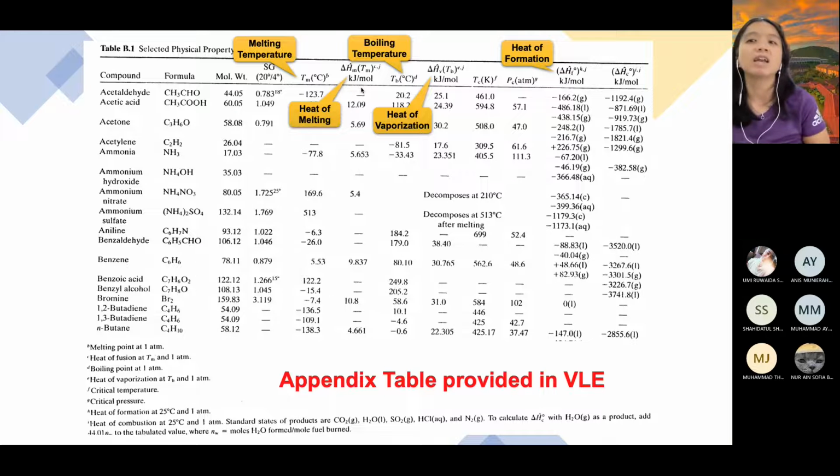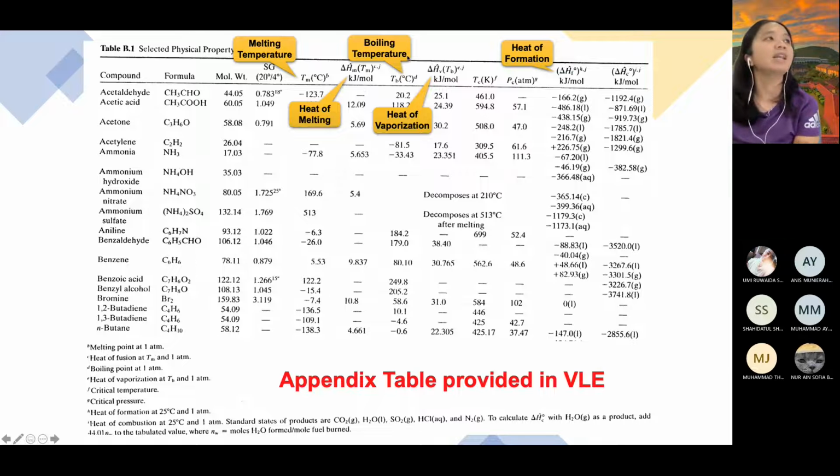Maksudnya, kalau kamu nak meltkan ammonium nitrate, kamu perlu bekalkan tenaga sebanyak 5.4 kJ per mole. Selagi tak cukup 5.4 kJ per mole, your ammonium nitrate will not melt. So that's a simpler way to explain heat of melting. Later I will explain to you kenapa kita kena tahu heat of melting.